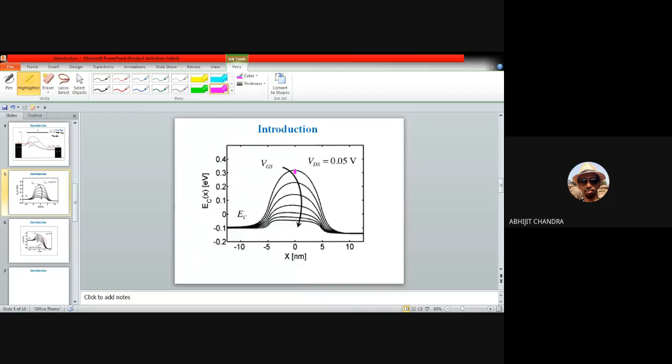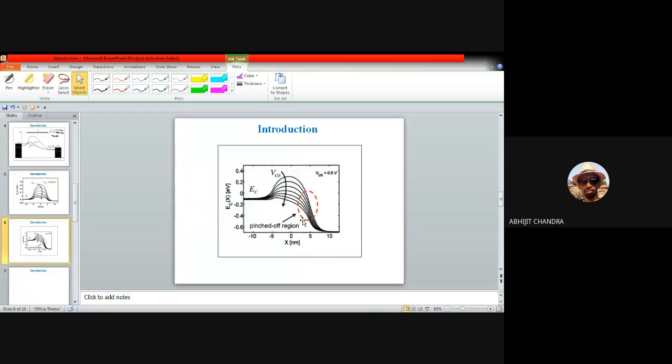So initially, it was not linear when the VGS value was very small. And as you increase the VGS value from 1 to 2, 2 to 3, 3 to 4, and so on, for a sufficiently high value of gate to source voltage, this energy is linear, ECX is linear with respect to X. And as a matter of fact, if I compute the corresponding electric field, that will be uniform throughout. That is the scenario. And the same thing has also been shown for a pinch-off. Now, before I say anything regarding the pinch-off, let us once again go back to the first diagram.